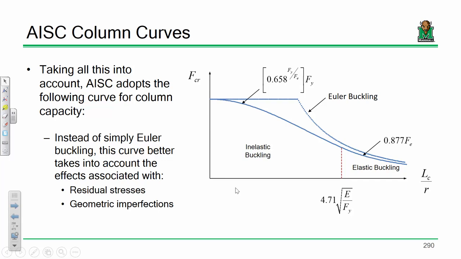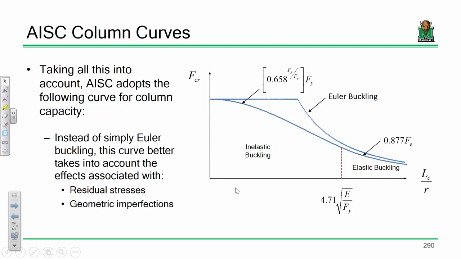Just so everybody is clear, this circular dashed line here is Euler buckling. That's what we derived in class, cut off at Fy, but that's not what we're actually using. What we're actually using is the solid line down below, which is a piecewise function. If your slenderness is less than or equal to this value, then we're in inelastic buckling. If it's greater than, we're in elastic buckling.